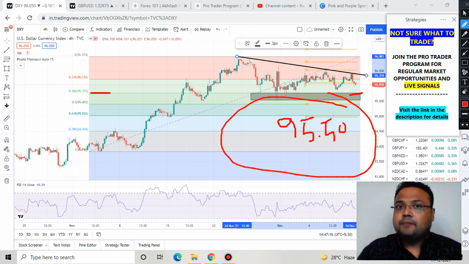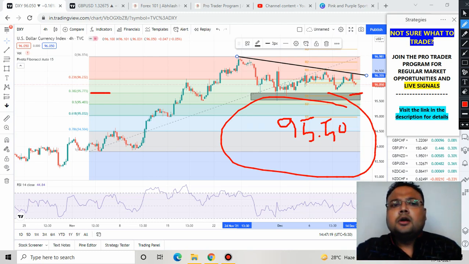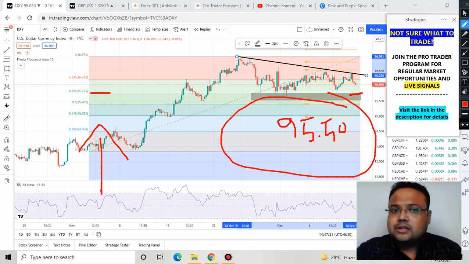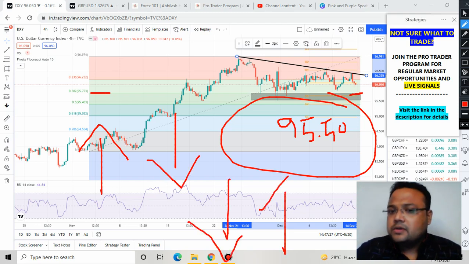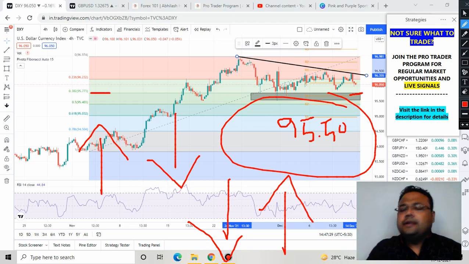And this is important because when DXY goes up, we usually see GBP USD going down, and when DXY goes down, we usually see GBP USD going up. So the chart of DXY is important.